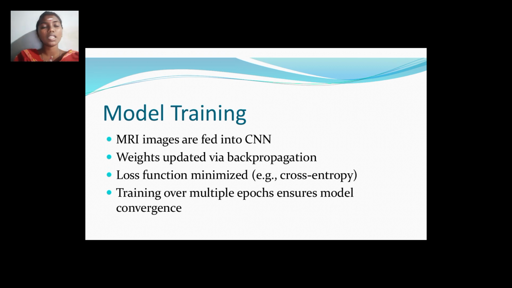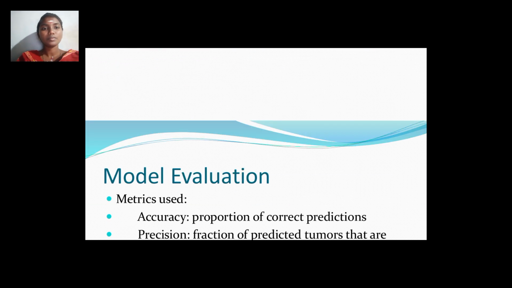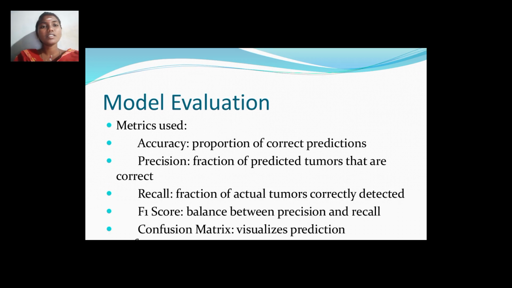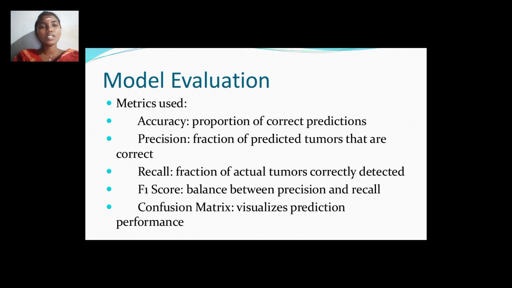Next, model training. That means MRI images are fed into the convolutional neural network, weights are updated via backpropagation, the loss function is minimized, and training runs over multiple epochs until the model converges. Model evaluation: several metrics are used. That means accuracy, precision, recall, F1 score, and confusion matrix.